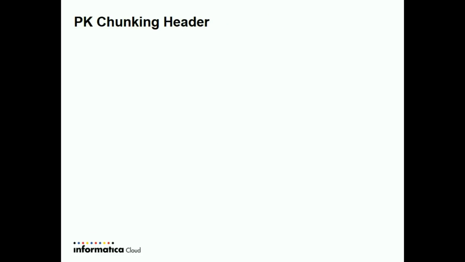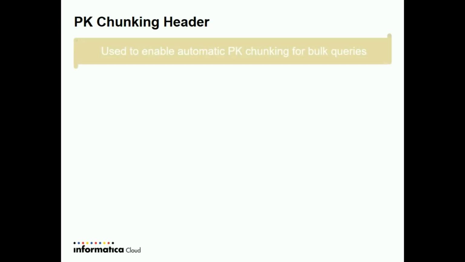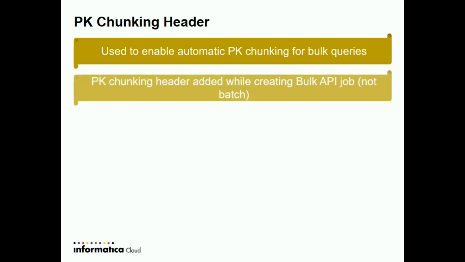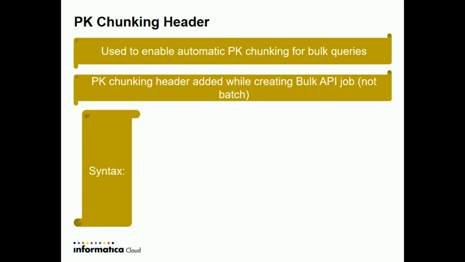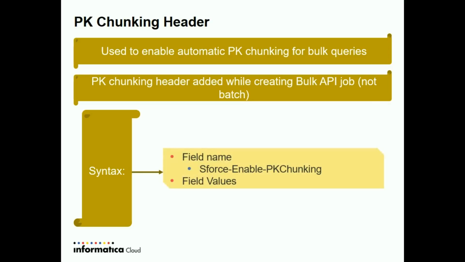Let us now discuss PK chunking headers. The Salesforce Bulk API includes two new request headers. One of the headers lets you enable automatic primary key chunking for bulk queries. PK chunking header is added while creating bulk API jobs and not batch jobs. The syntax to enable PK chunking feature is Sforce-Enable-PKChunking. This is mentioned in the PK chunking header. This command also has certain fields.